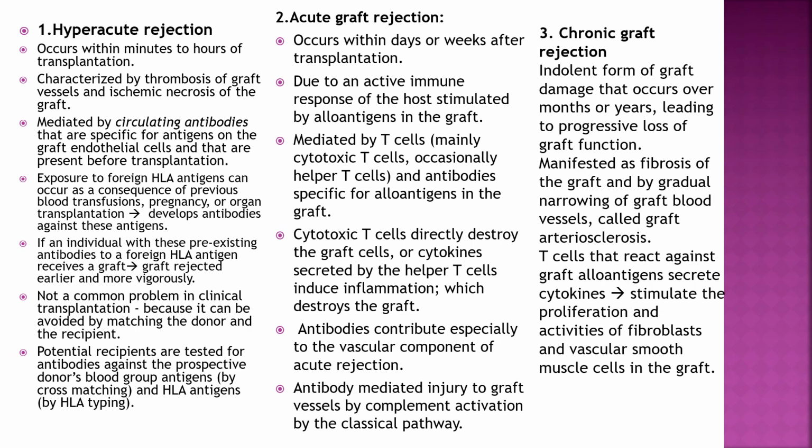Third is chronic graft rejection, an indolent form of graft damage that occurs over months or years, leading to progressive loss of graft function, manifested as fibrosis of the graft and by gradual narrowing of graft blood vessels, called graft arteriosclerosis. T cells that react against graft alloantigens secrete cytokines, which stimulate proliferation and activation of fibroblasts and vascular smooth muscle cells in the graft.